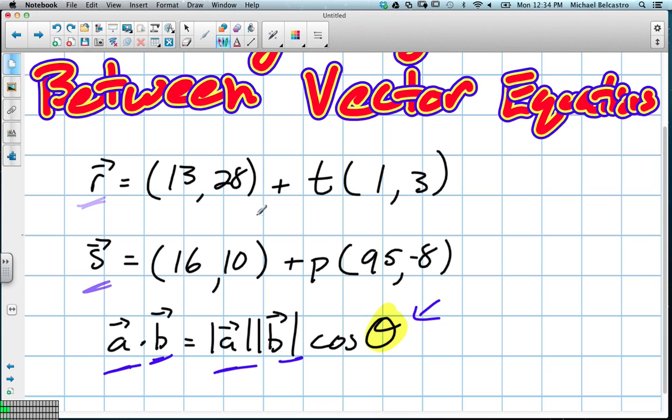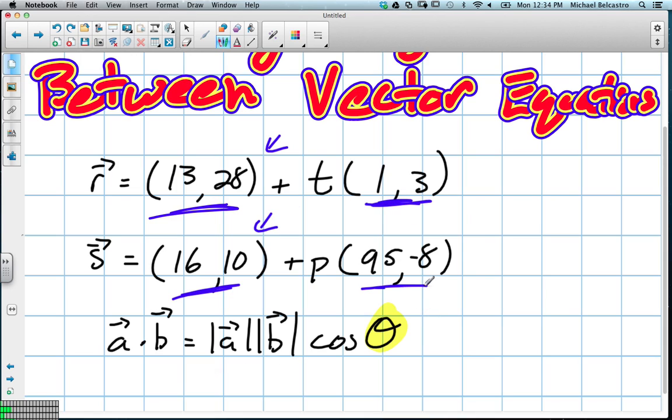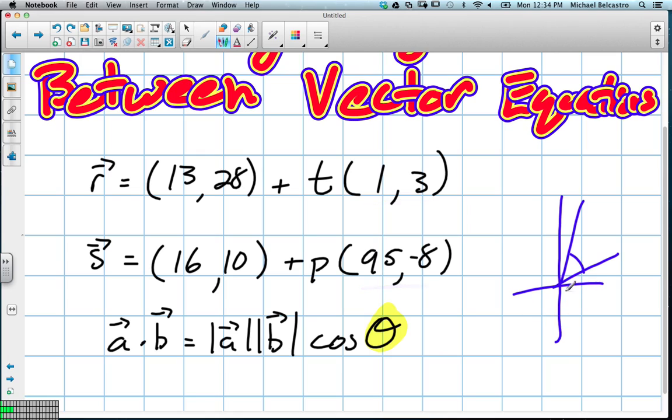Now, these vectors are going through specific points, but the points aren't what's most important to us. What's most important is our directional vectors, because our directional vectors at the origin will form the exact same angle that these other two vectors will form when they eventually meet in space.